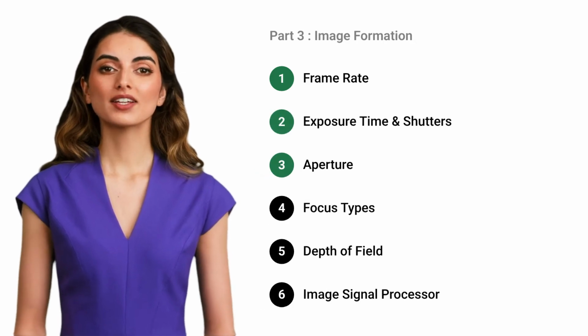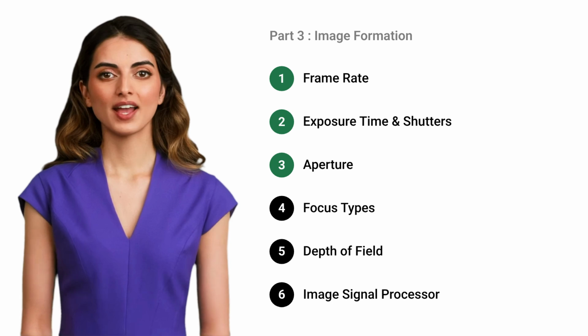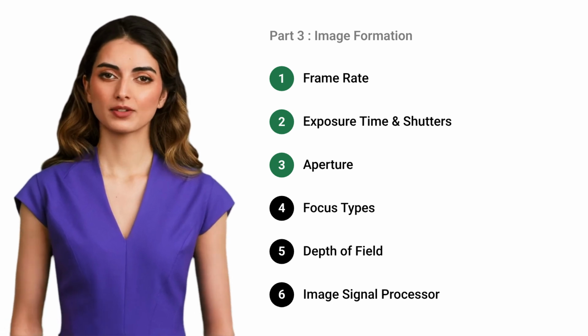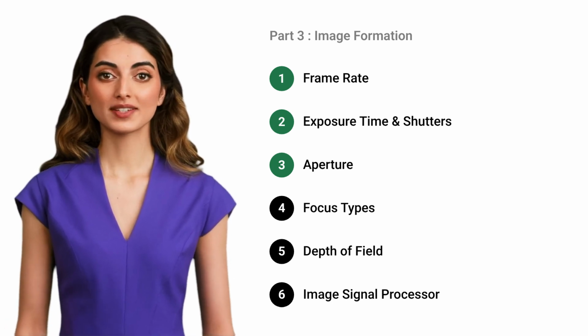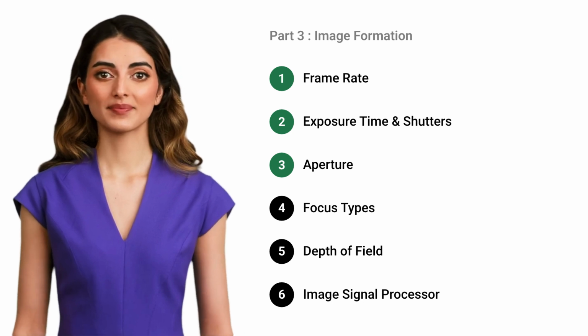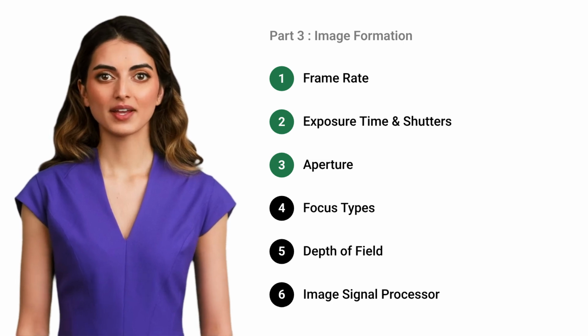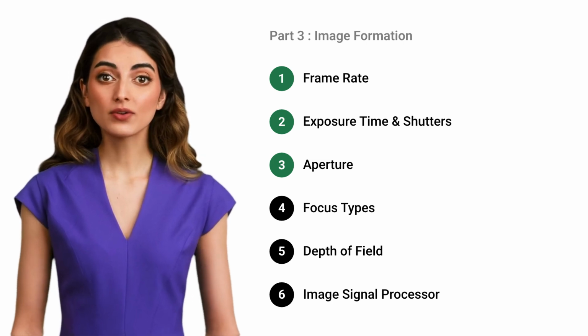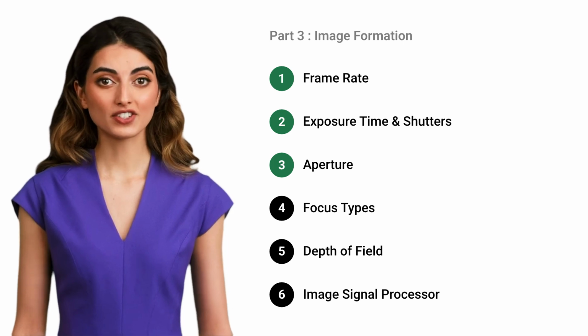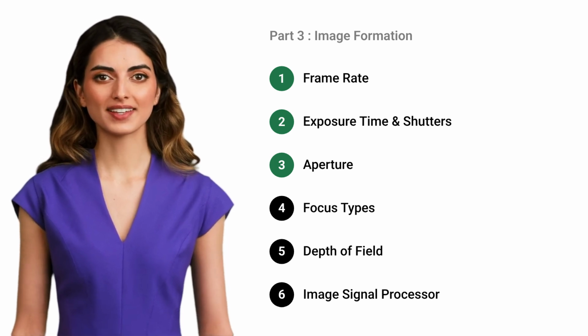Let's take a quick look at our agenda. We have now completed lens aperture and understood how it controls the amount of light entering the camera. Let us move to the next topic, focus types. We will look at fixed focus, autofocus, and manual focus and understand where each approach is best suited in a camera system.